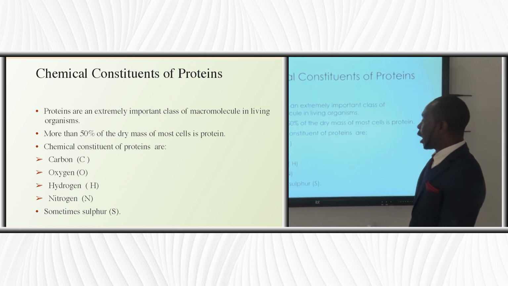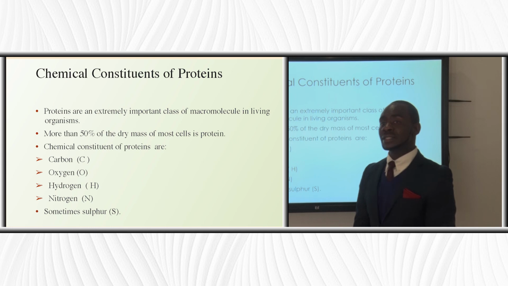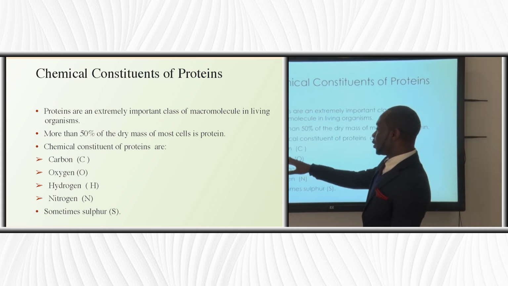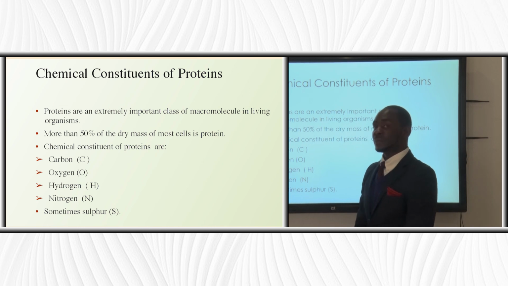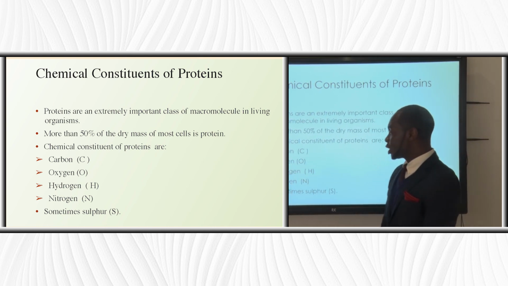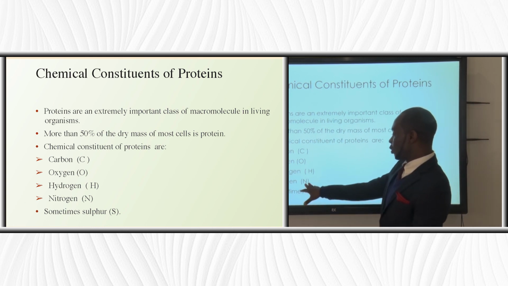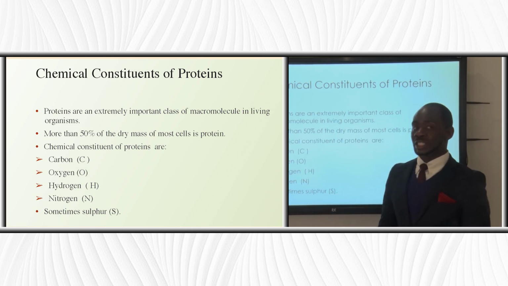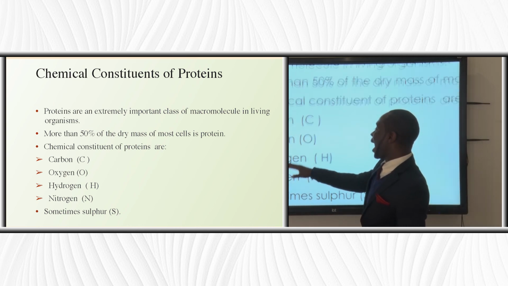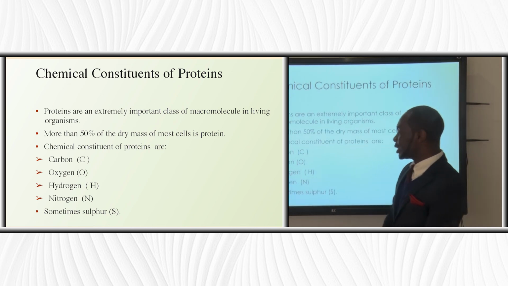Let's look at the chemical constituents of proteins. These are the chemical elements that make up proteins. We have carbon, the chemical symbol C. We have oxygen, chemical symbol O. Hydrogen, chemical symbol H. Nitrogen, the chemical symbol N. Some proteins have sulfur, but these four are the common chemical elements found in proteins.